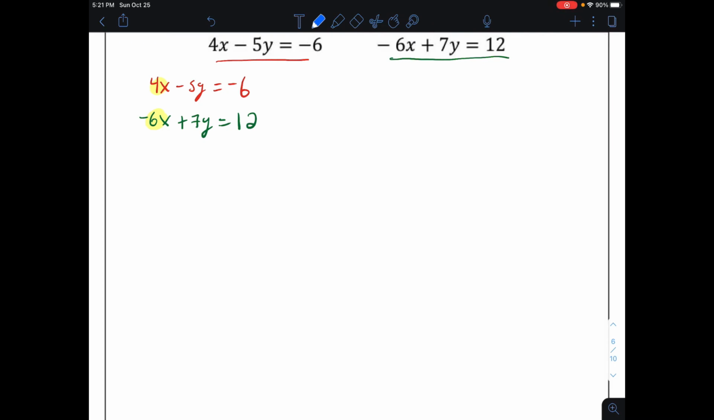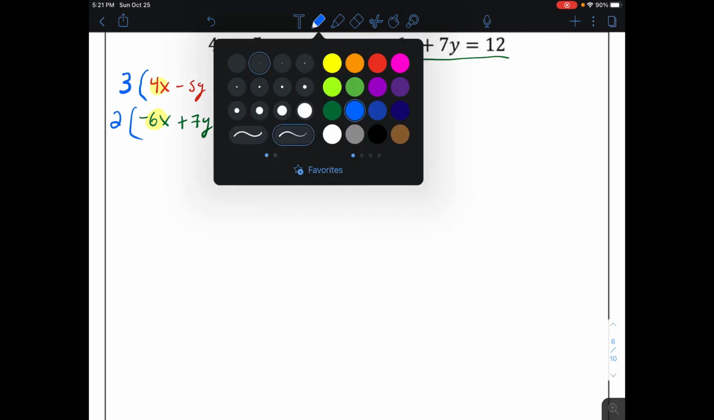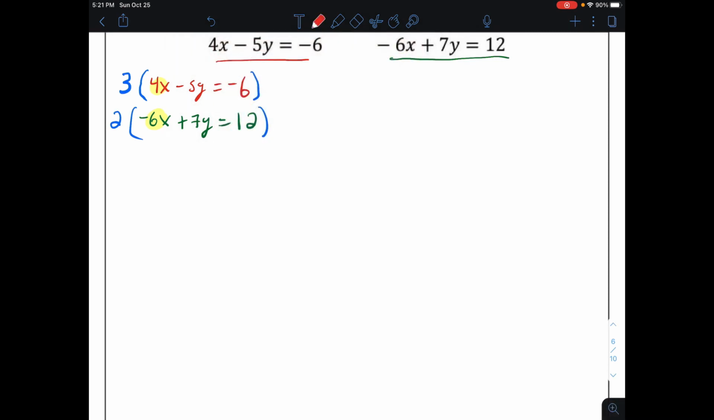I'm going to choose to get the x's to eliminate, which means there's a common factor of 12 when you're thinking about 4 and 6. So if I multiply the top equation by 3 and the bottom equation by 2, I'll at least have 12s in front of my x's, and then we would rewrite. So my red equation, that top equation, would become 12x minus 15y is equal to -18.